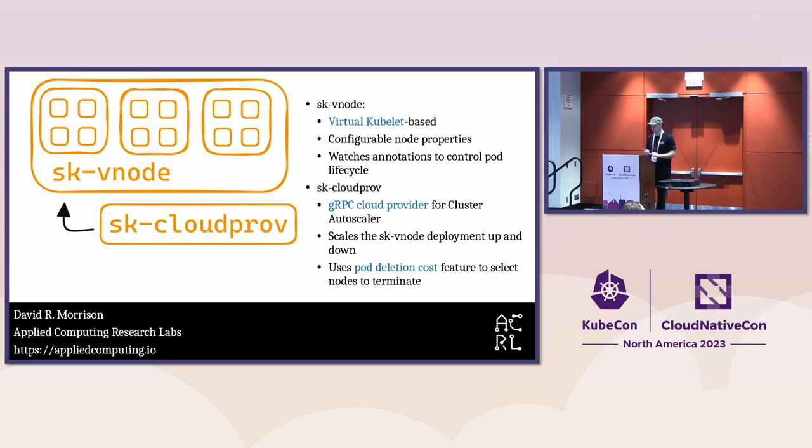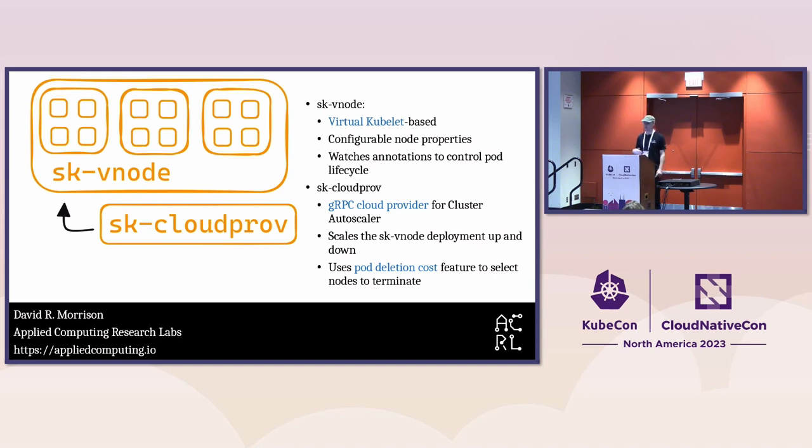So SK vNode is a virtual kubelet-based node implementation. If you're not familiar, Virtual Kubelet is a project that implements the Kubelet API, but it allows you to wrap whatever you want behind that API. So there are virtual kubelet implementations for things like Azure Batch and AWS Lambda, and it allows you to treat these things as nodes in your Kubernetes cluster. In our case, we're not wrapping anything. We're just pretending we're a node. SK vNode is going to sit there and listen for pod objects. When it gets a pod object, it's going to say, hey, your pod's running, but it doesn't do anything. There's no Docker, there's no containers, there's nothing.